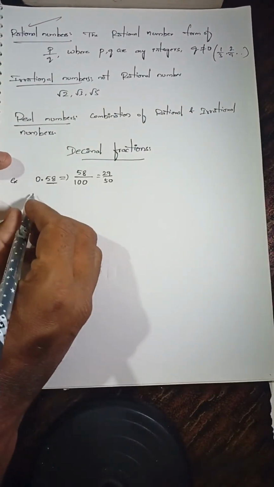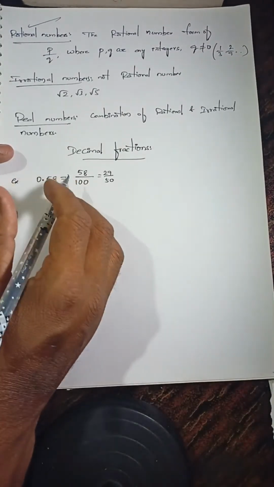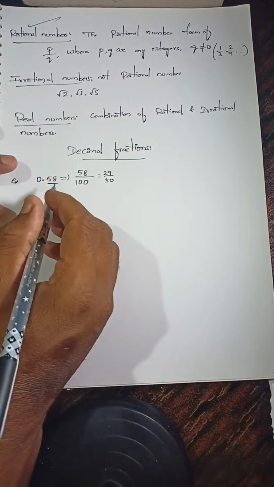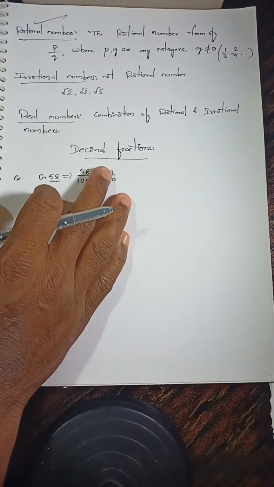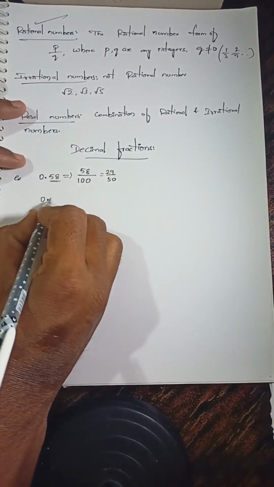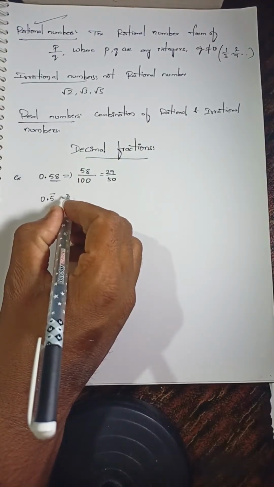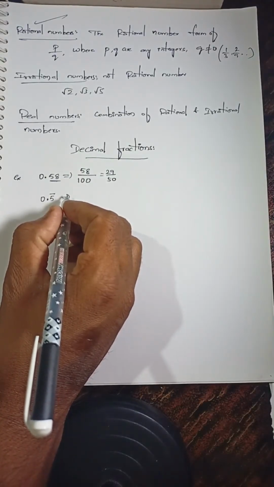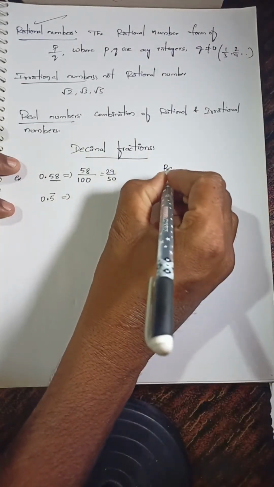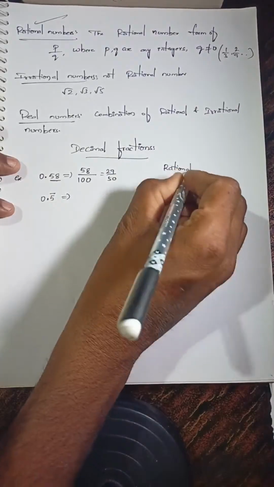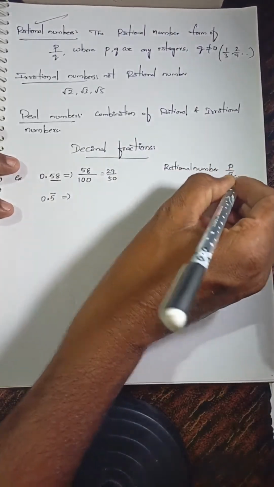So how to convert a decimal number with a bar, a recurring decimal number, into a fraction? Now see, for example, if it is 0.5 bar, so how much are we going to get as the answer? That is the most important. If you are going to do all these problems, we have to do them in the form of rational numbers. So rational numbers, P by Q format, we have to do the problems.